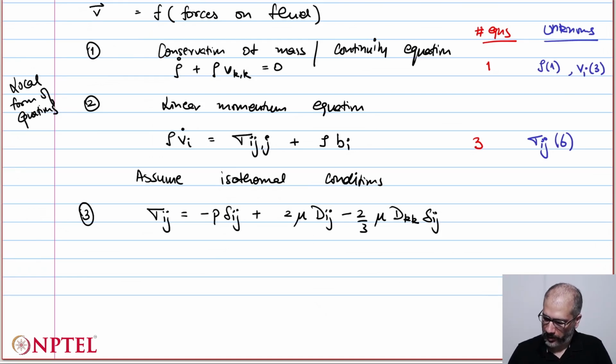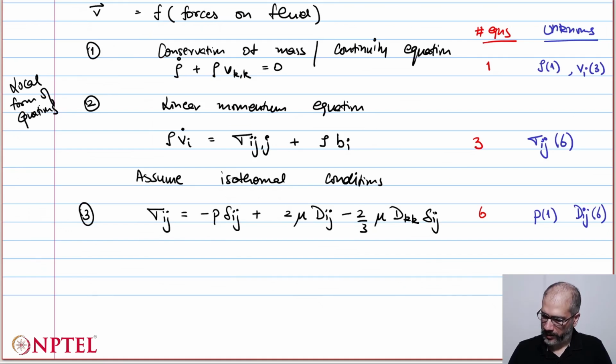Now this has 6 equations in it because sigma has 6 independent components. And then if I look at the number of unknowns, we have a pressure field that we have generated as a new unknown. So that's one unknown. And then we also have d_ij that again gives us 6 new unknowns because it has 6 independent components. It's also symmetric.